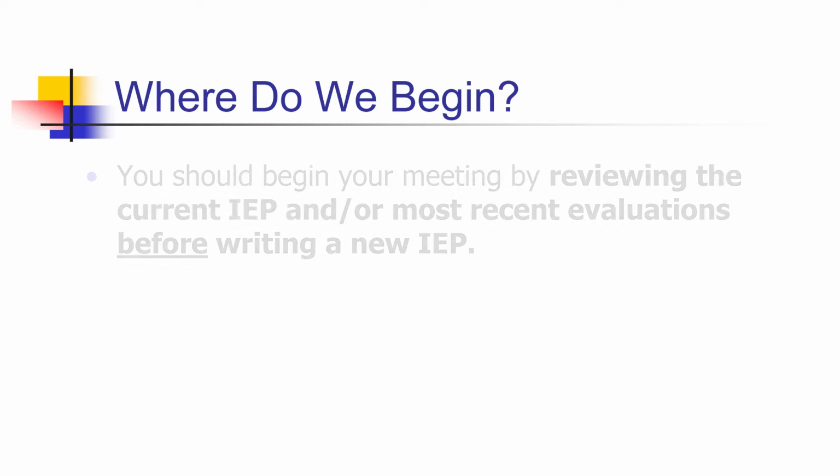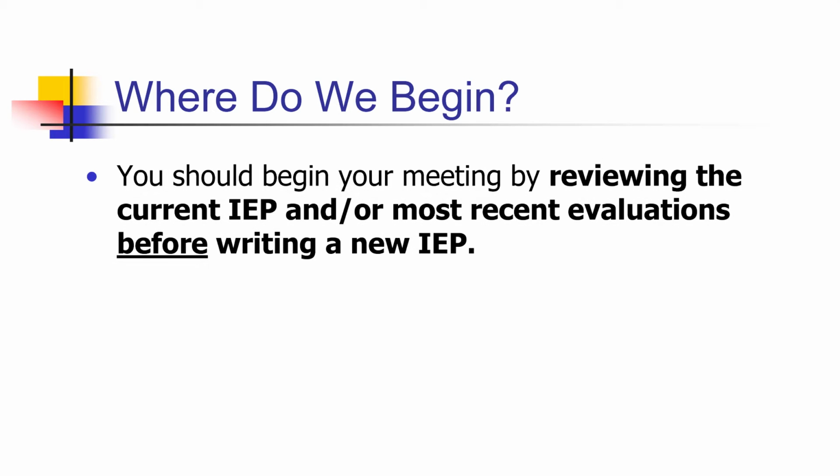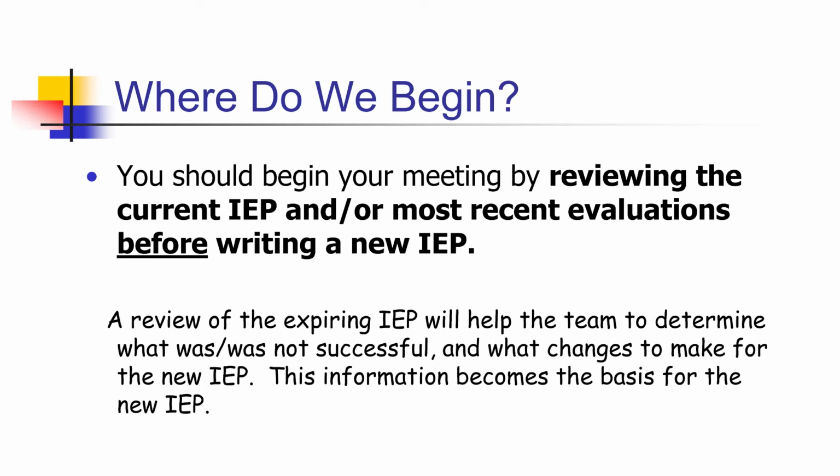Okay, so where do you begin when developing the IEP? Typically, we review the current IEP and most recent evaluation before writing the new one. Reviewing the expiring IEP helps the team determine what was or was not successful and what changes to make for the new IEP. This information becomes the basis for the new IEP.